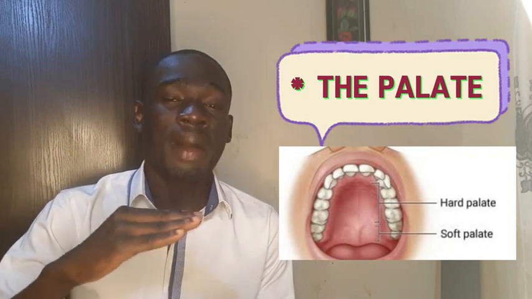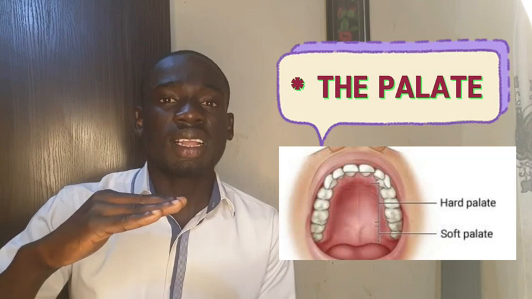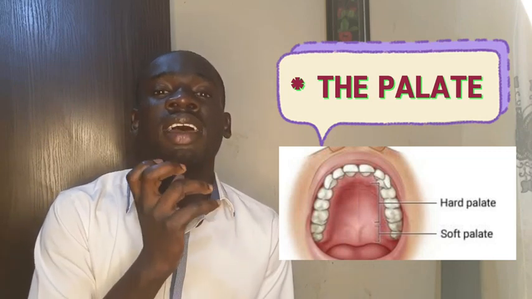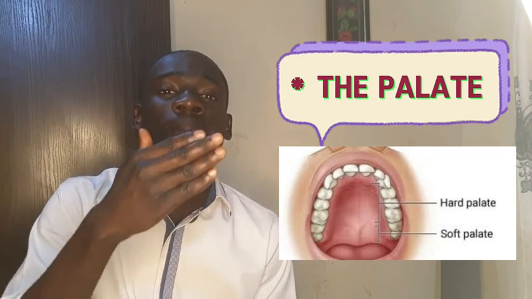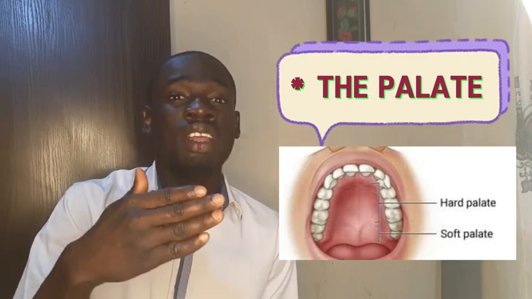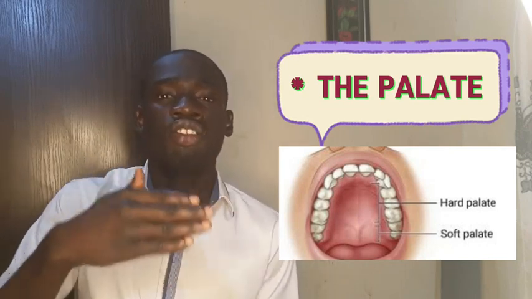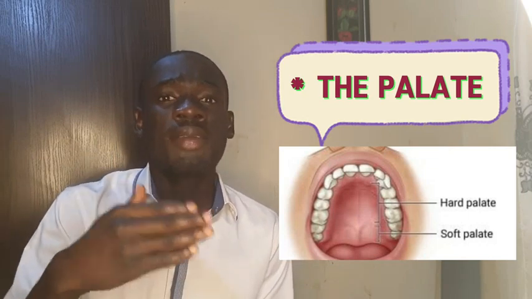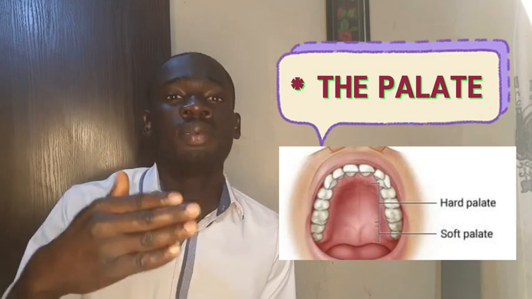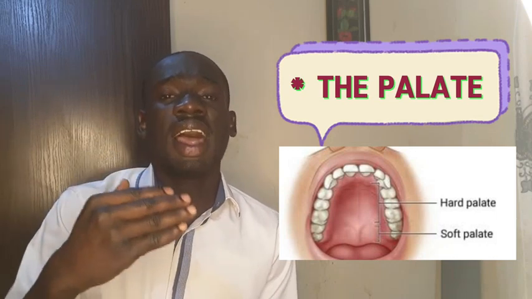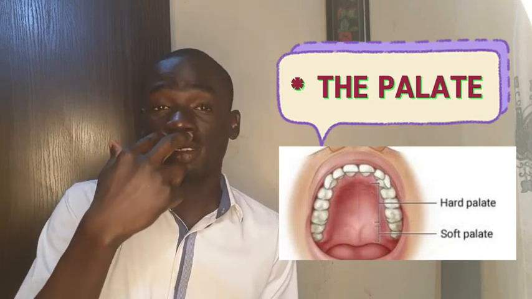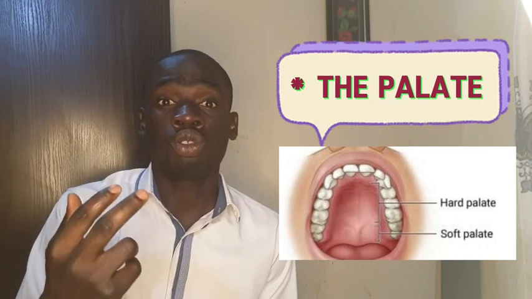Now this palate is that upper part of your mouth, that place that is hard. The palate is divided into two. We have the hard palate, which is towards the front, and then the soft palate, which is towards the back. Now this hard palate, as I told you earlier on, separates the nasal cavity and the oral cavity. The nasal cavity is the space through which you breathe from your nose into your lungs.